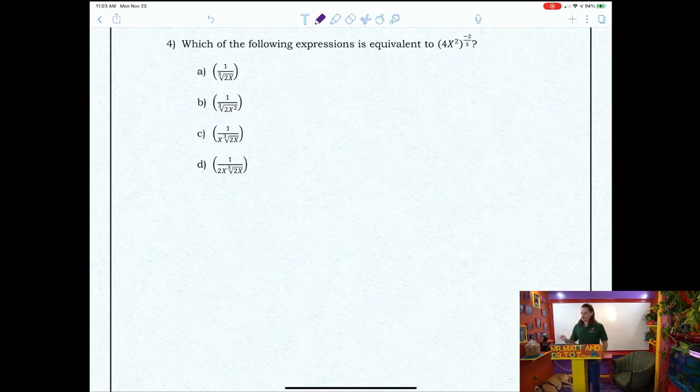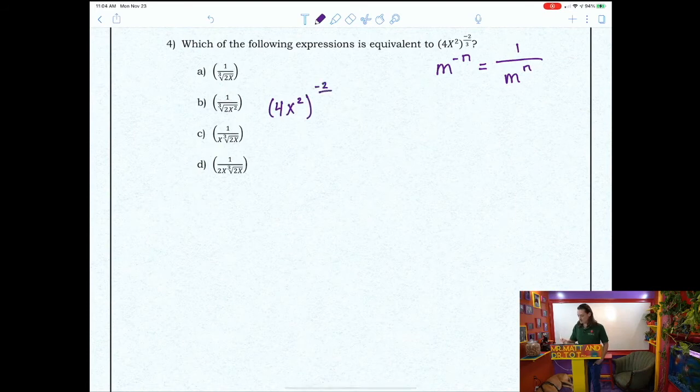So looking here, remember that we can translate fractional exponents to radicals using a certain formula, and we can also get rid of negative exponents with a certain formula. Anything raised to a negative exponent is just equal to 1 over that number raised to the positive version of that exponent. So I can rewrite 4x quantity squared to the negative 2/3 power as 1 over 4x squared to the positive 2/3 power.